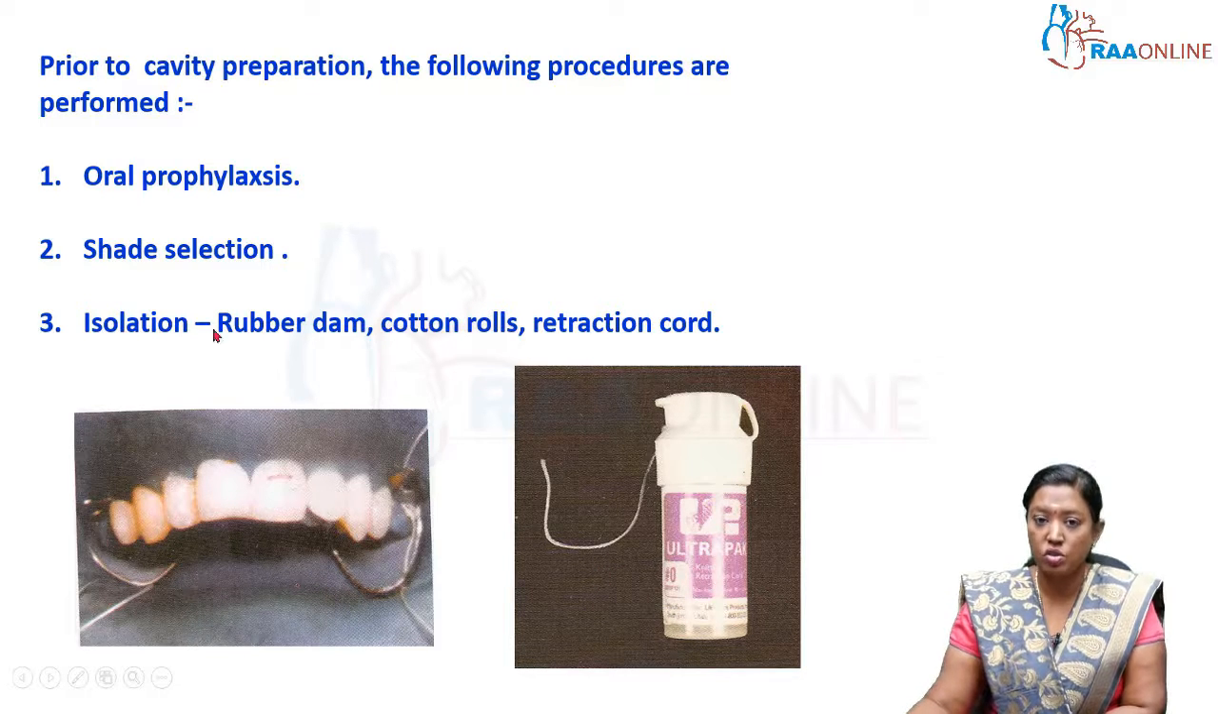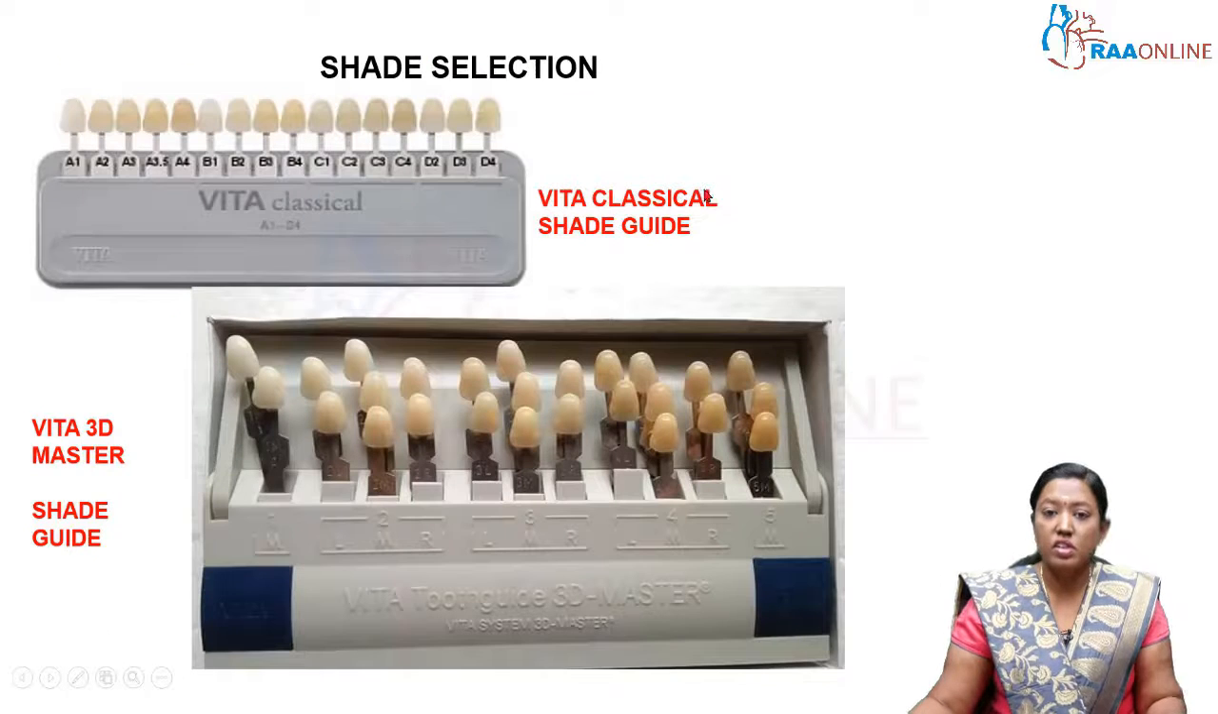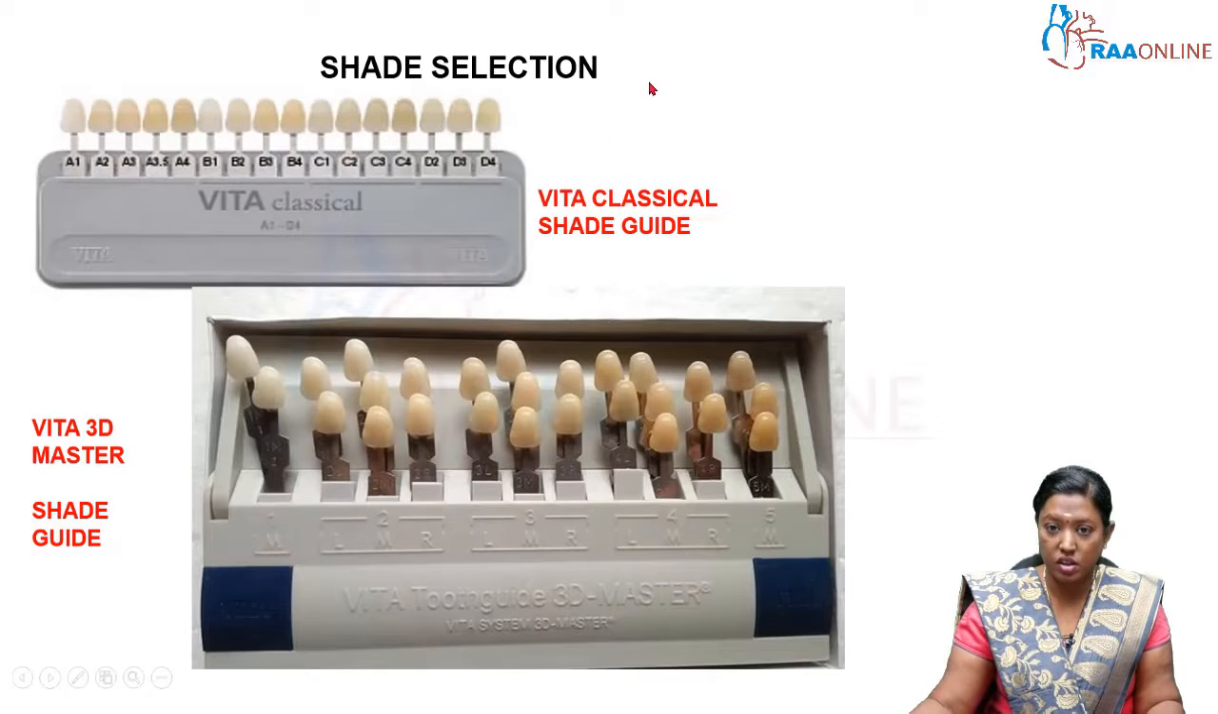So ideally isolation should be done with rubber dam, or sometimes you can use cotton rolls, and this is your gingival retraction cord. So now let us see about shade selection. For shade selection for composite, the first step, before you start the cavity preparation, is the shade matching or the shade selection.